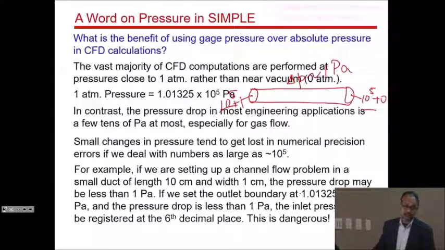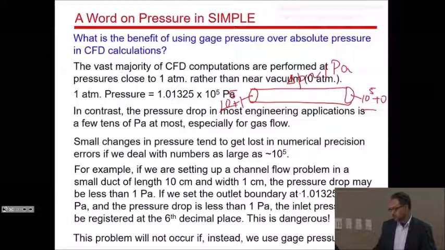And that's dangerous numerically, because very often you might have a tiny little cell where the pressure drop is really small and it just gets lost in precision. So then you get very weird results, because you're trying to correct for pressure, but it's lost in numerical precision.